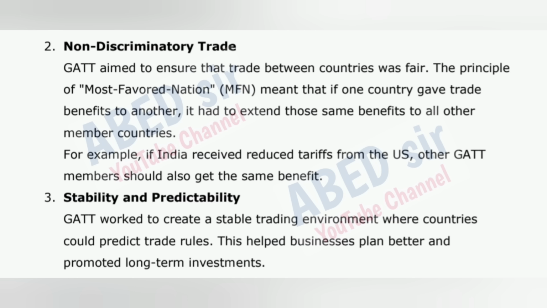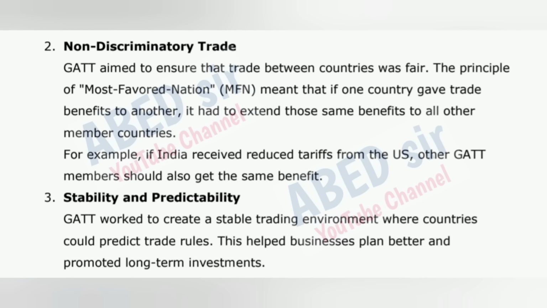2. Non-discriminatory trade. GATT aimed to ensure that trade between countries was fair. The principle of Most Favored Nation (MFN) meant that if one country gave trade benefits to another, it had to extend those same benefits to all other member countries. For example, if India received reduced tariffs from the US, other GATT members should also get the same benefit.